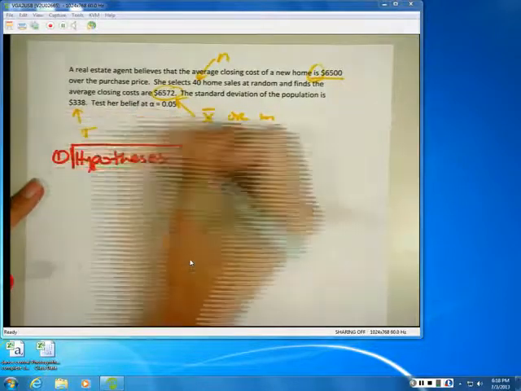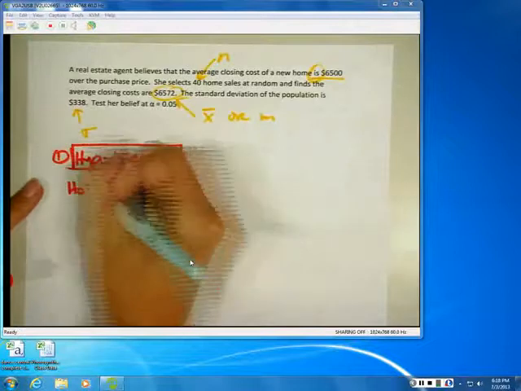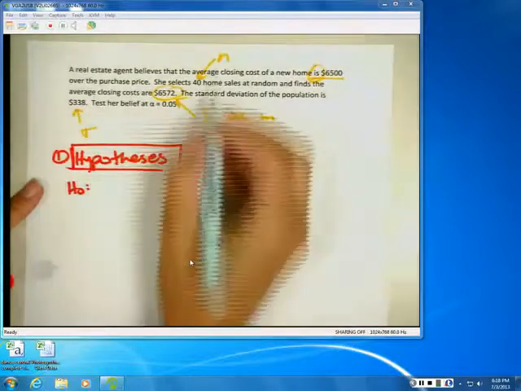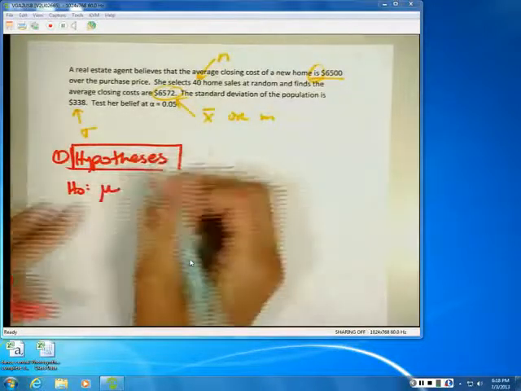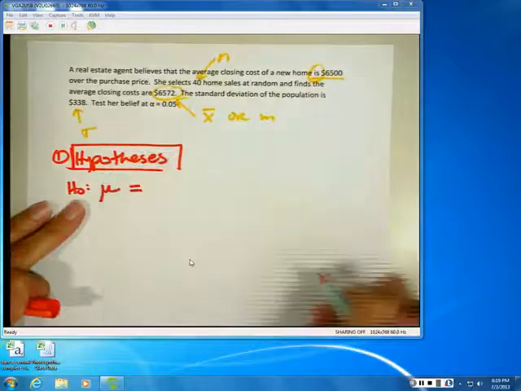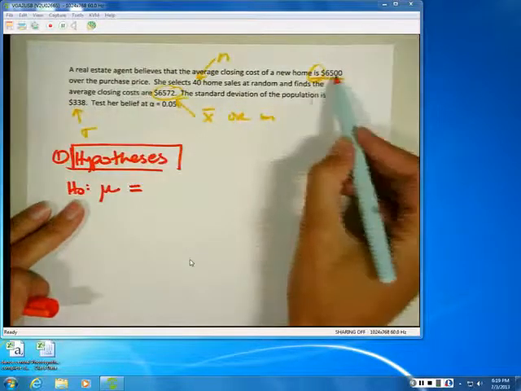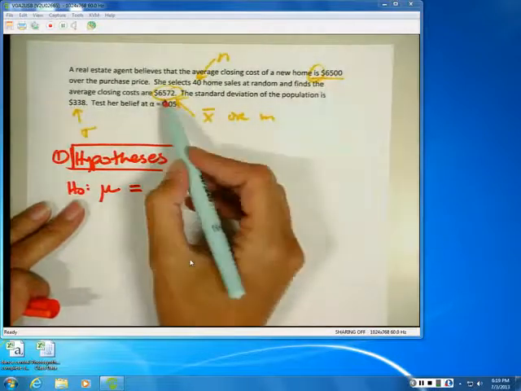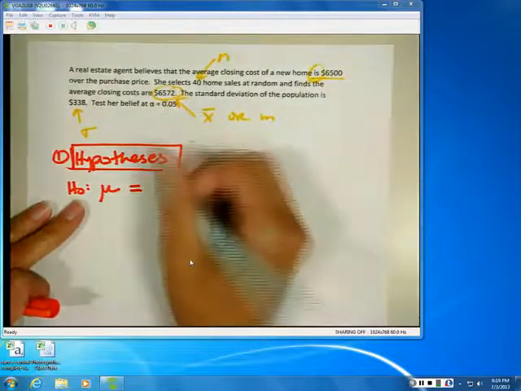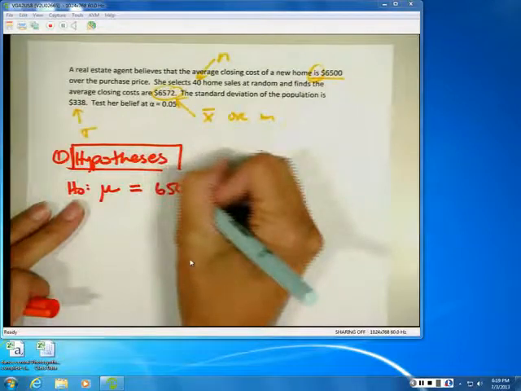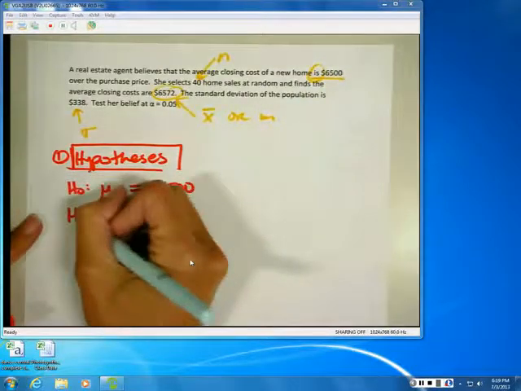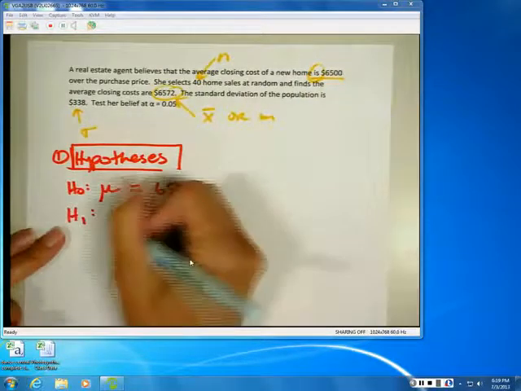We need that null hypothesis, which is, let's see, we're testing an average, so that would be mu. The null hypothesis is always the equal sign. And in this case, she believes it's 6,500. We don't use the 6,572 because that's the sample. So 6,500. And then our alternative, H1 or H sub A, is mu.